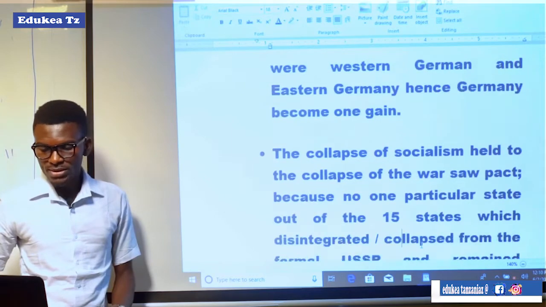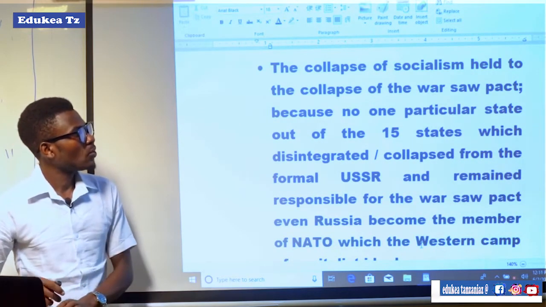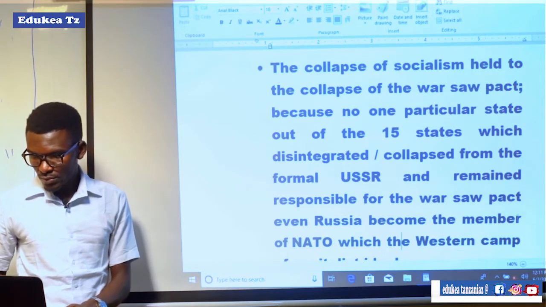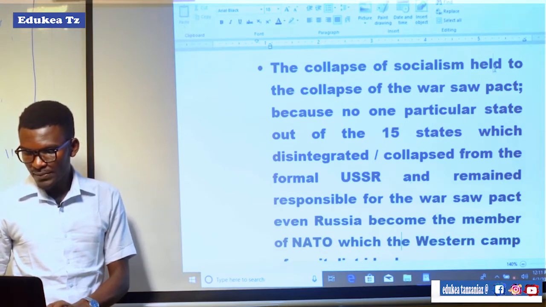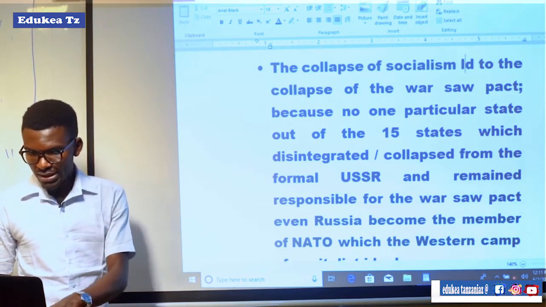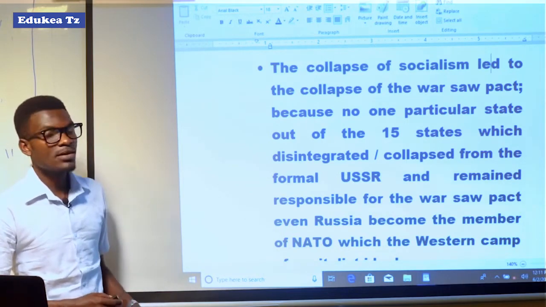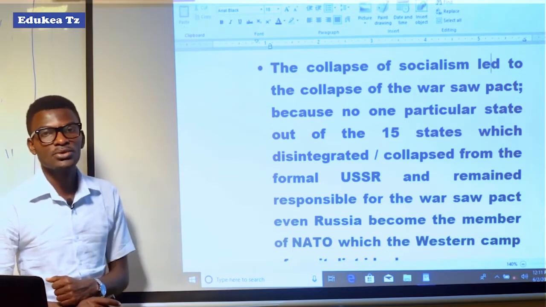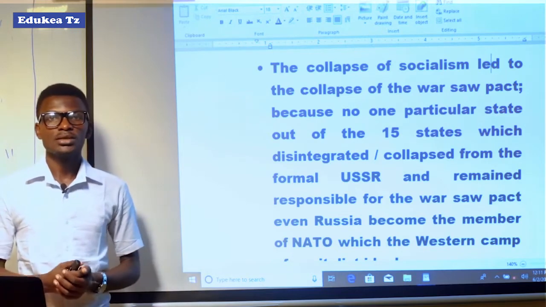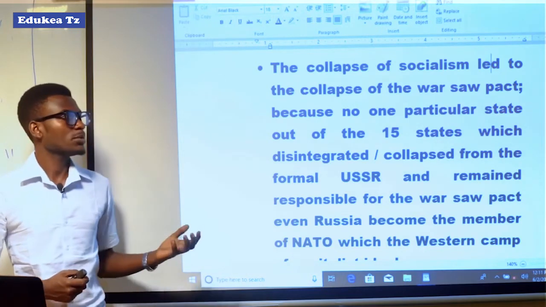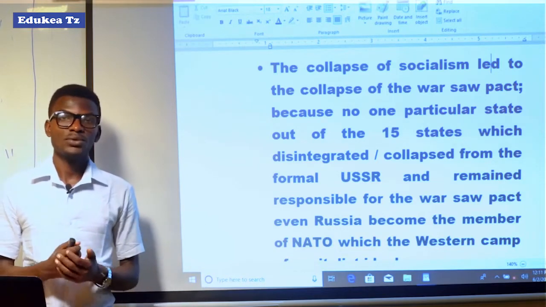Another effect was that the collapse of socialism led to the collapse of the Warsaw Pact. It means that the collapse of the USSR led to the collapse of the Warsaw Pact, the military alliance formed under the USSR to protect and secure the socialist countries. It declined and collapsed soon after the collapse of the USSR.